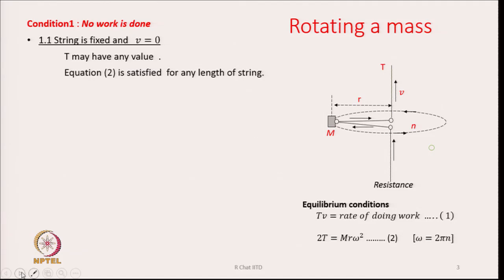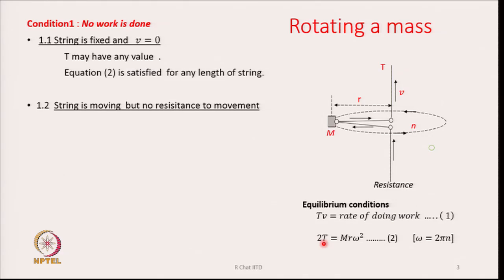So, if it is 0, when can it be 0? When V is 0. So, if the string is fixed, suppose, and therefore V is 0, in that case T may have any value and equation 2 will still be satisfied. Equation 2 is 2 T equals m r omega square. So, this equation will be satisfied even if V is 0 when I am not doing any work.